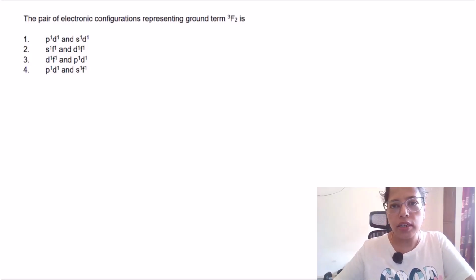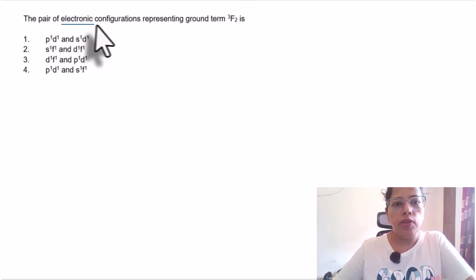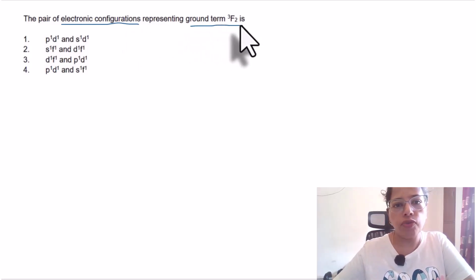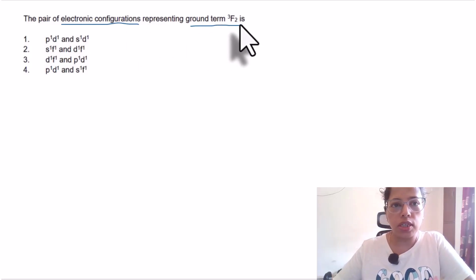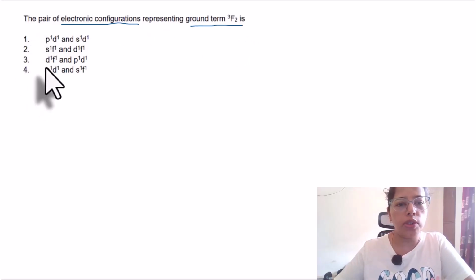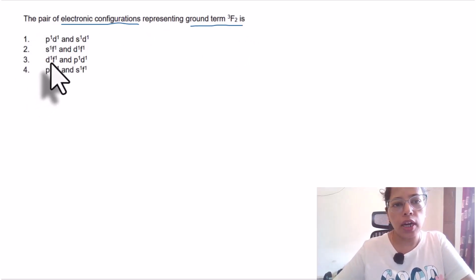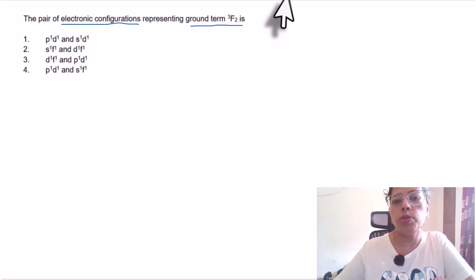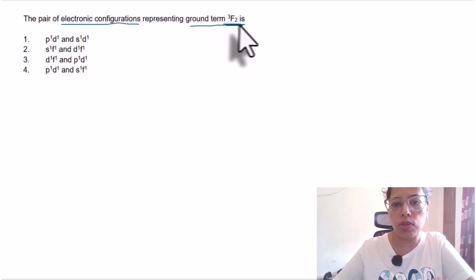Everyone, welcome to my channel, and today we have a question which says: the pair of electronic configurations representing ground state term 3F2. So we have been given a ground state term and we have four options which are the electronic configurations, and we have to find out the suitable electronic configuration corresponding to this 3F2 ground state term.